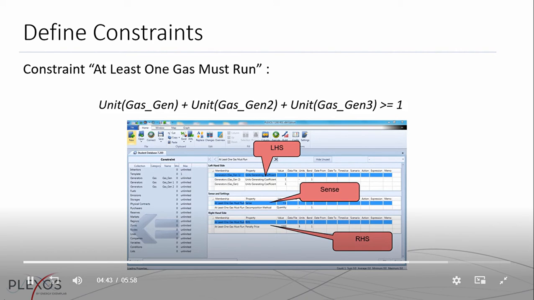The upper portion of the window here under left-hand side shows the decision variables whose coefficients have been enabled for this equation. The middle shows the sense, which is the equality or inequality to be used in the constraint, and the lower portion shows the constant term or the right-hand side of the equation along with a penalty price. The equation here thus tells PLEXOS that at least one gas generator must be running in each interval, but it is possible to have an interval where none of the gas units are running by paying a penalty of $1,000.